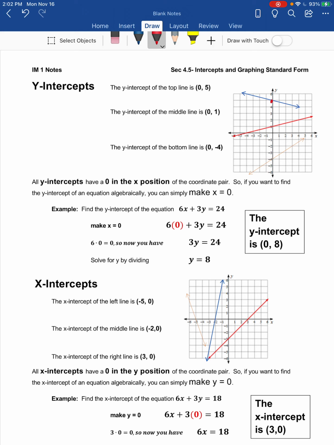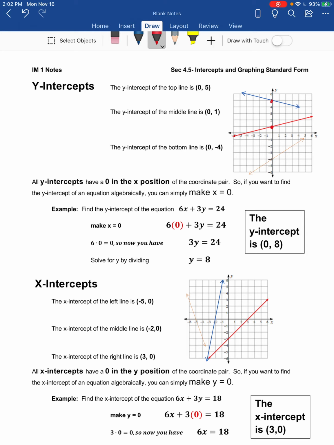For your middle line, the red line, where does that line cross your y-axis? At 1. But again, that's what your y value is. You need to express your intercept as an ordered pair. So from your origin, you would go over 0, up 1. So (0, 1) is your y-intercept for your middle line.